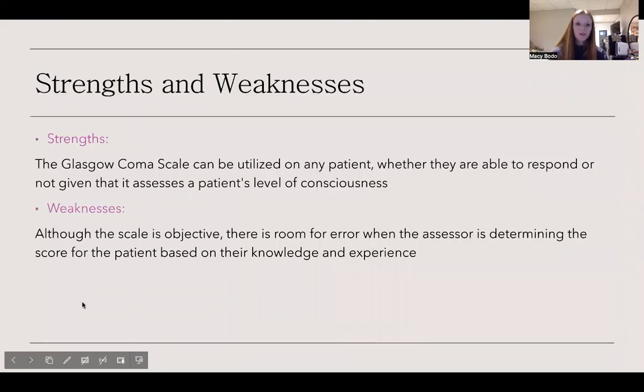So, some strengths and weaknesses of the Glasgow Coma Scale. Strengths: the scale can be utilized on any patient, whether they are able to respond or not, given that it assesses their level of consciousness. Weaknesses: although the scale is objective, there is room for error when the assessor is determining the score for their patient based on their knowledge and experience.